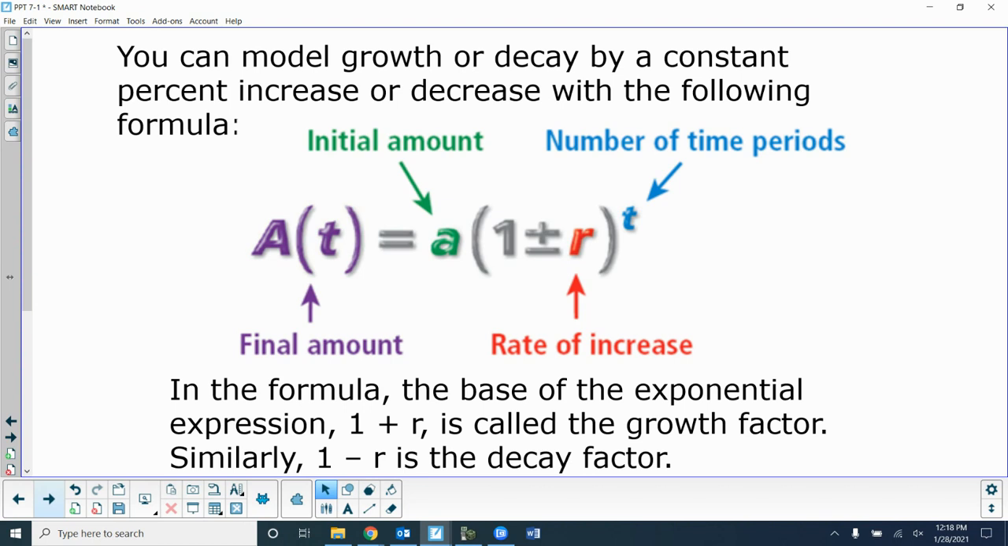Now, when you try to put this in your calculator, you're going to use X still, okay? T represents the number of time periods. Usually it's years. How many years will something grow to be a certain amount? Or how many years will something shrink or decay to be a certain amount? Okay?